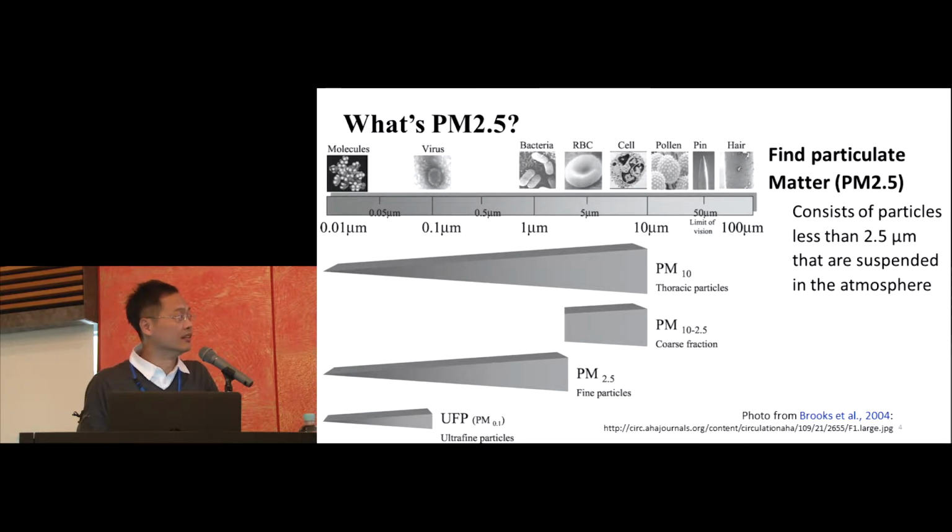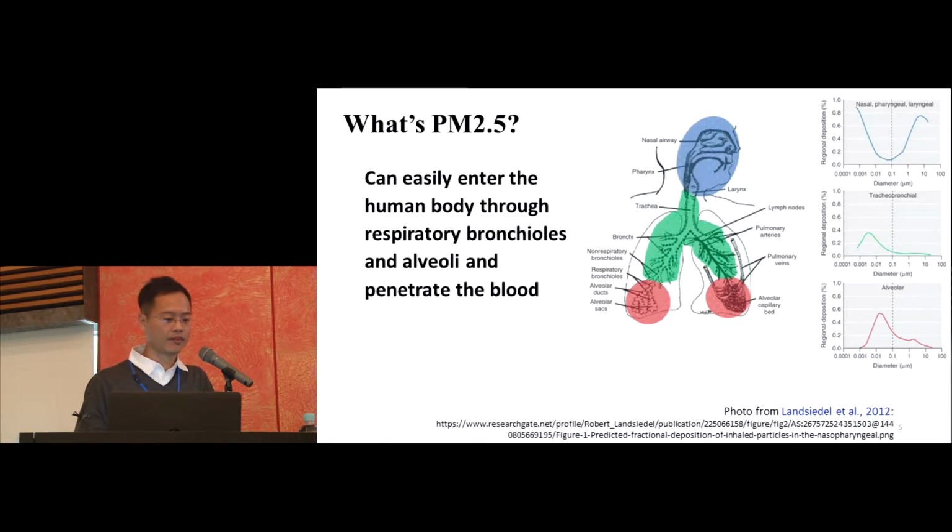So this is distinguished by the particle size. Due to the features of PM2.5, its small size, it can easily enter the human body through the respiratory tract, bronchi and alveoli, and it can even penetrate into the blood.